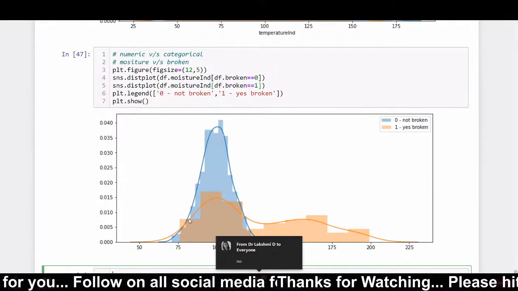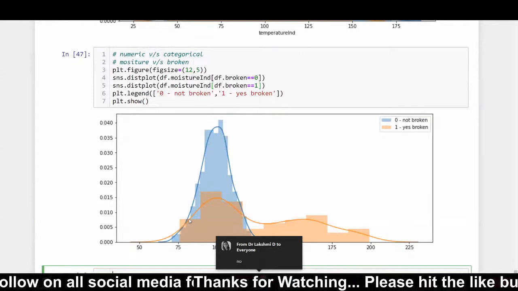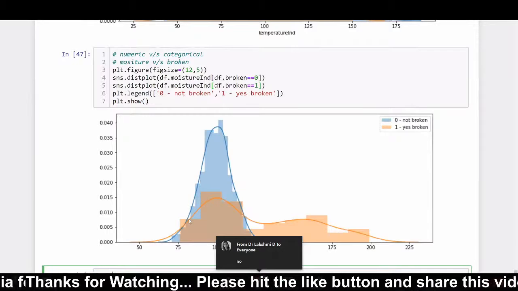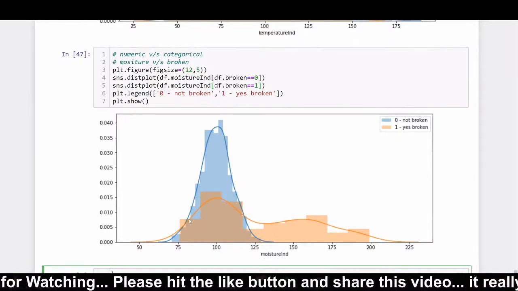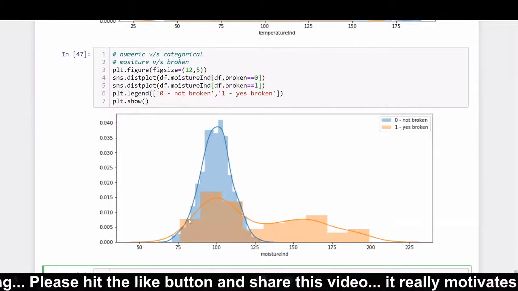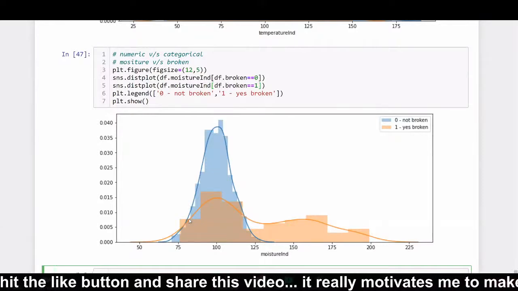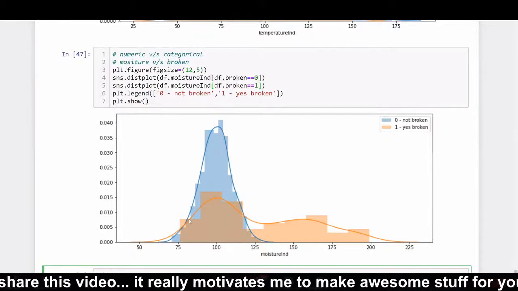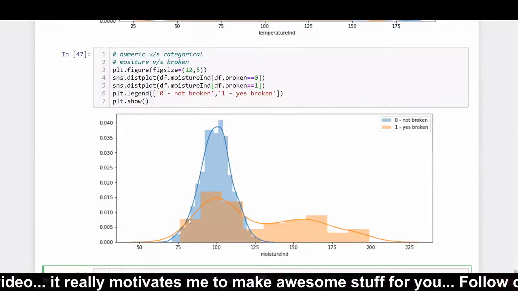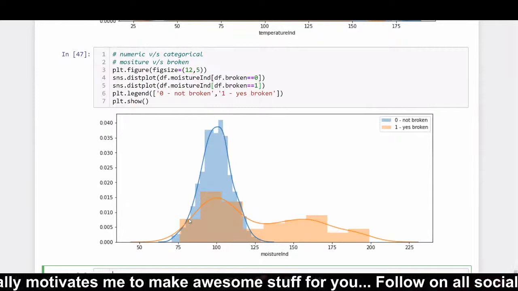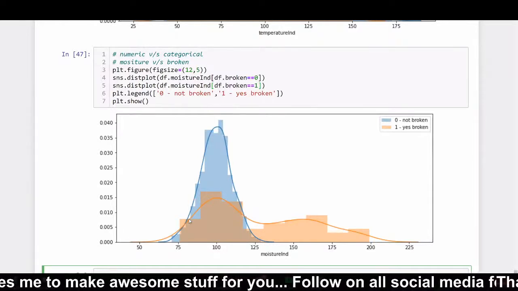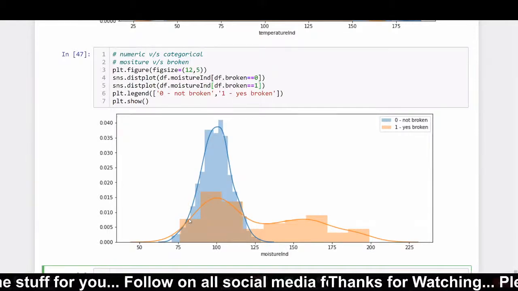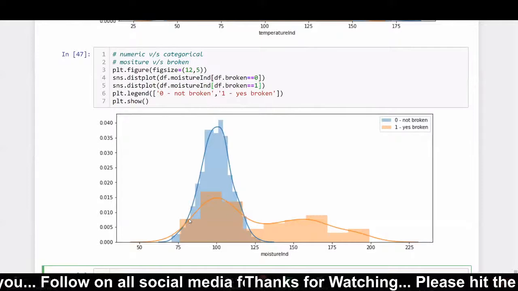As we can see, between the moisture of 75 to 125, which seems to be a good range, the probability of blue is higher than red. That means between 75 to 125, most of the machines are not damaged. But when the machines are producing moisture more than 125, that is where machines are almost all damaged. Above 125, there is only the red distribution, there is no blue distribution. That means machines generating moisture more than 125 are all getting damaged.